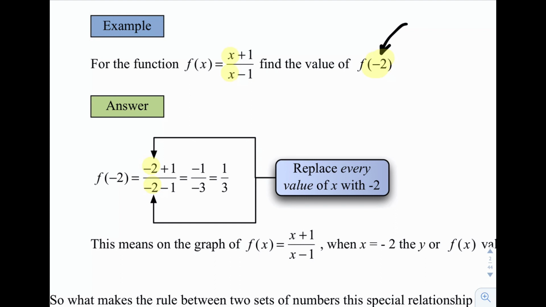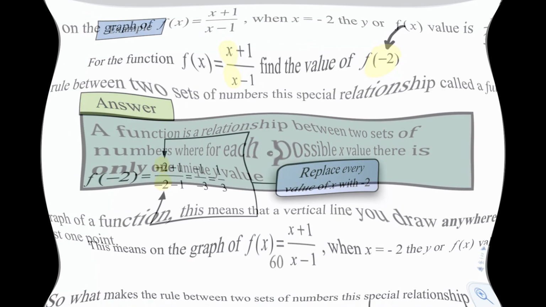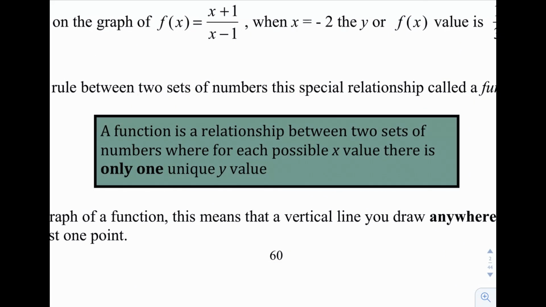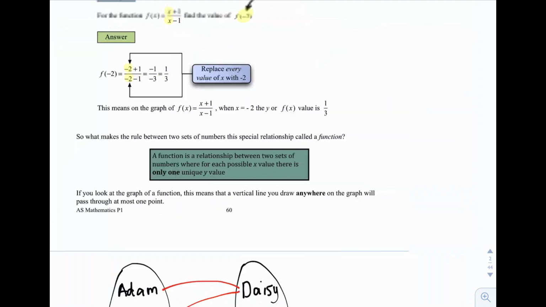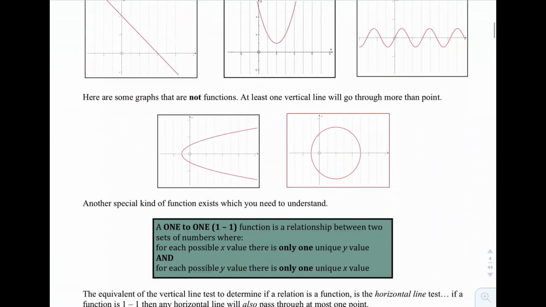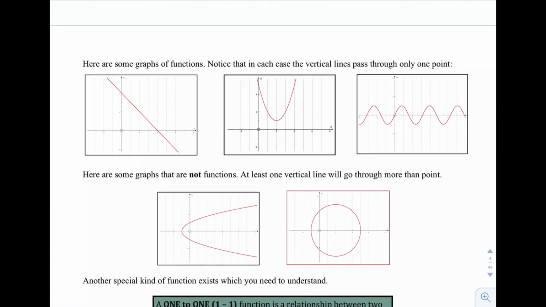So if we're looking at the graph of this, for an x value of negative 2, we would get a y value, or an f of x value, of 1/3. So there's the definition. A function is a relationship between two sets of numbers where for each x value there's only one unique y value. So let's look at that in terms of a graph now.